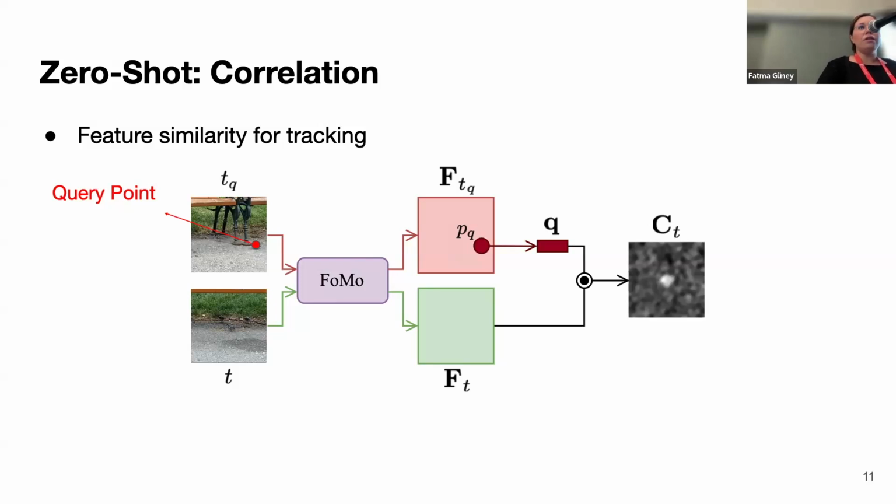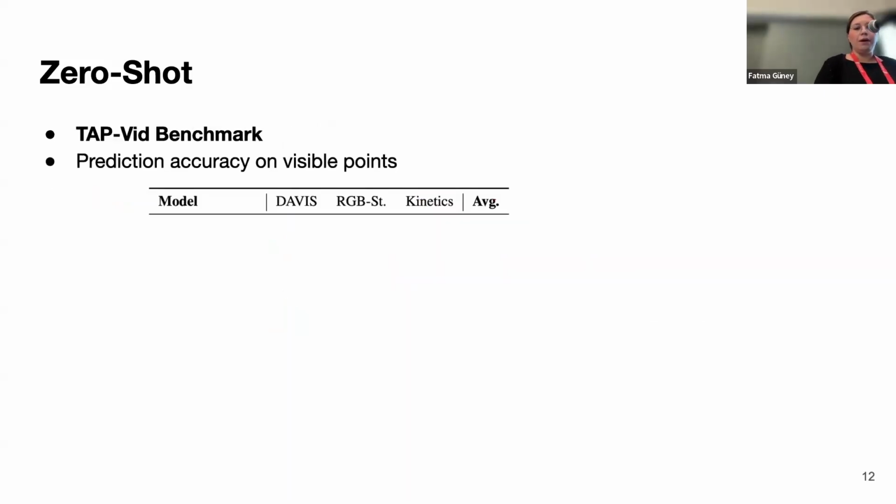Now, in the zero-shot setting, we don't do anything else. We simply find the most similar feature location to the query as our prediction. This is basically argmax, right? The predicted location P-hat_T is the index of the highest value in this correlation map C_T. This is a very simple dot product between the query feature and the next frame's features, and then argmax. Let's see how it performs.